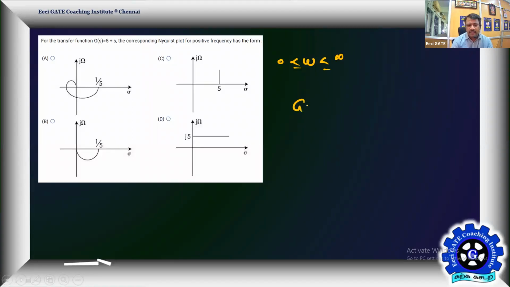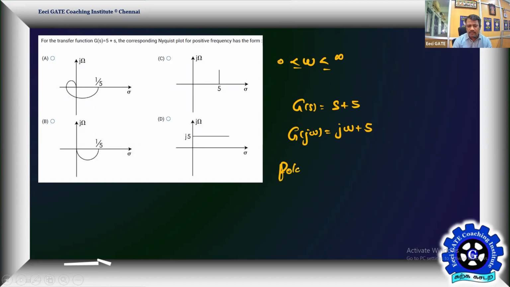So then what we have is G of S, G of S is S plus 5. Conveniently, let me take that way. Then set S equal to j omega. The moment you are in frequency domain, set S equal to j omega, then you will end up with j omega plus 5.